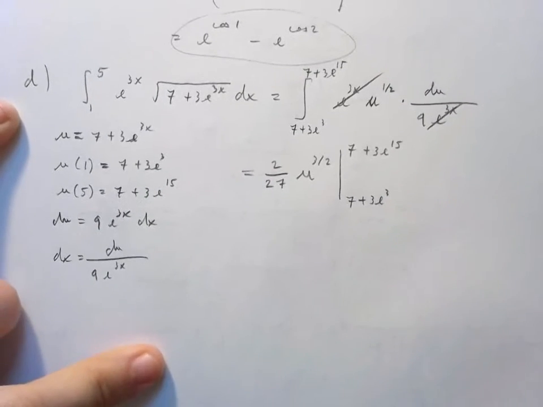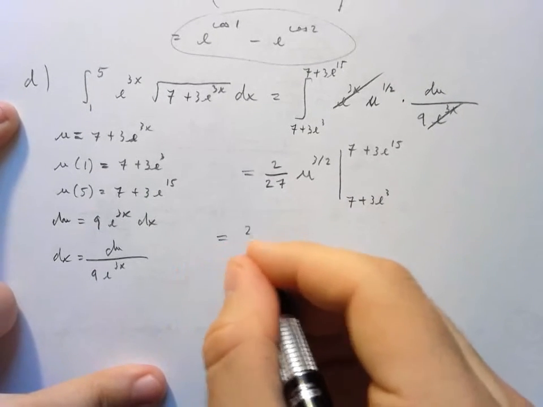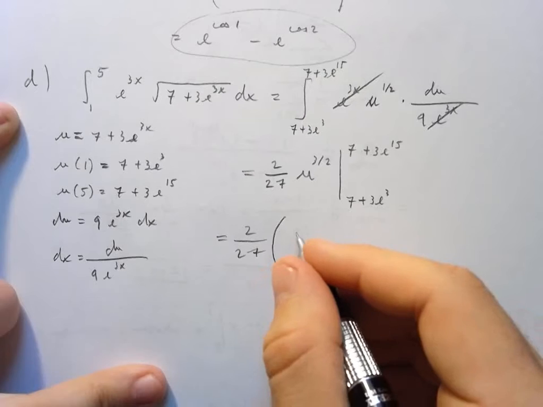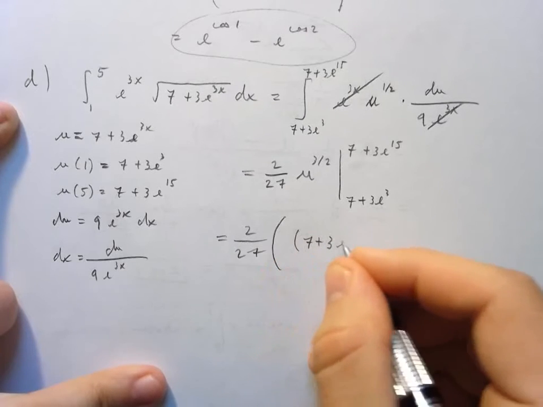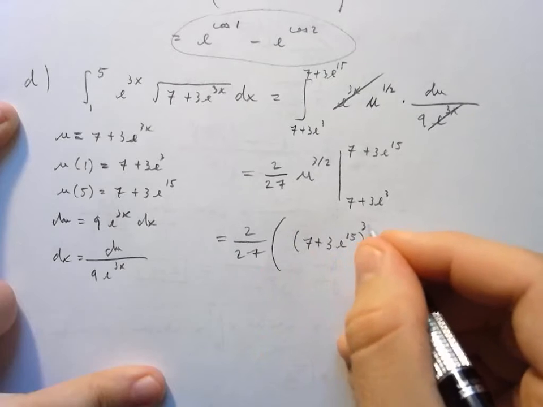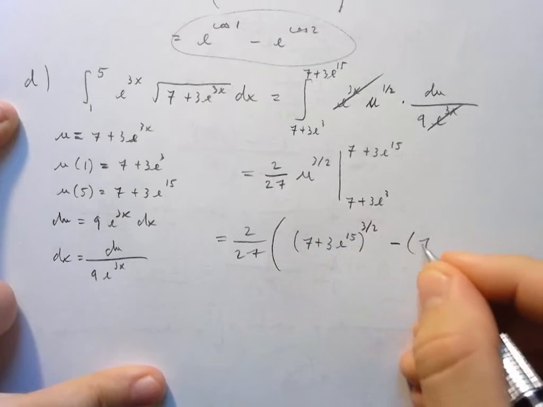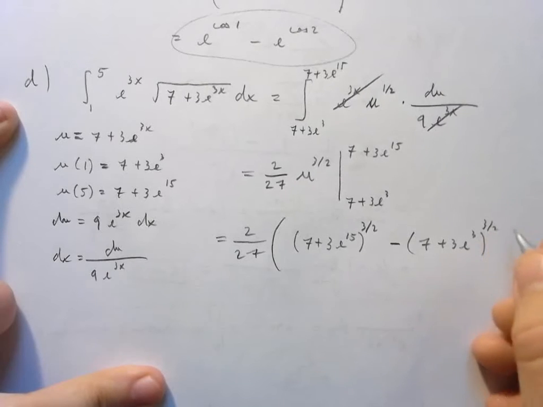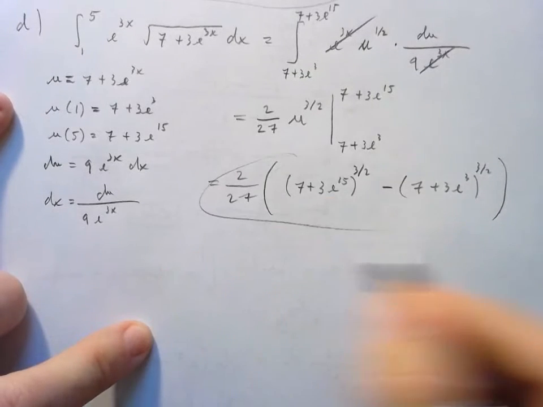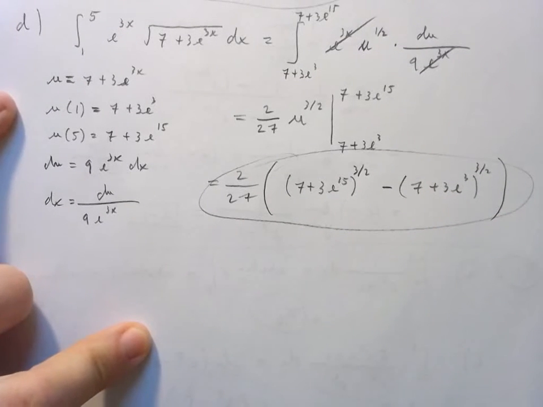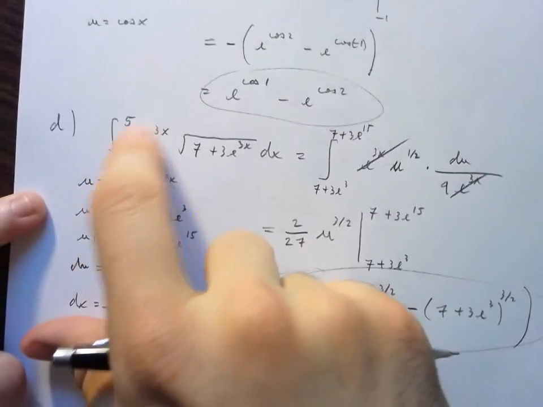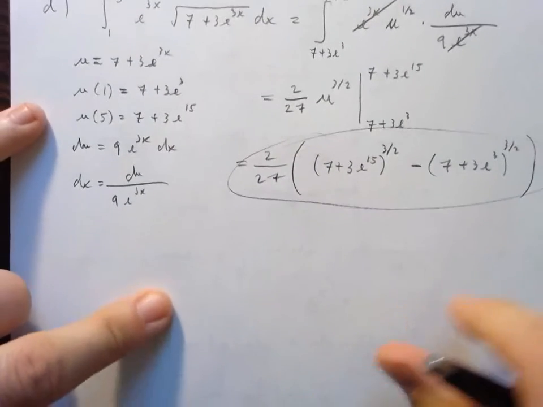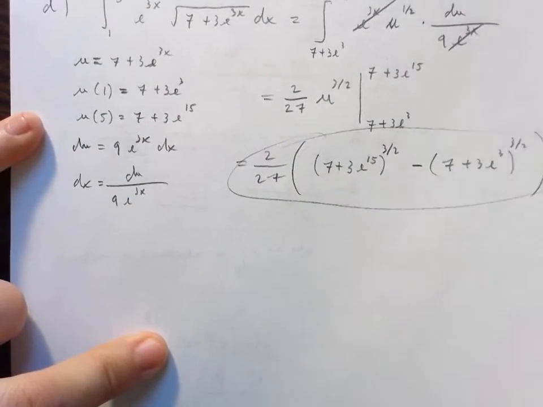So this should be 2 over 27 times, okay, I have 7 plus 3e to the 15th power raised to the 3/2 minus 7 plus 3e to the third power raised to the 3/2. And this is as pretty as the answer is going to get, right? It's not going to be anything that looks nice simply because of the numbers that we have here. There are not particular special values when I plug in and get the new bounds. So that's part D, and that was problem 31.